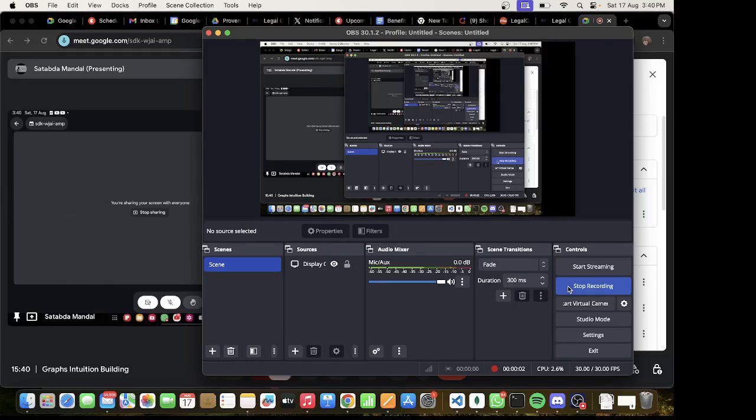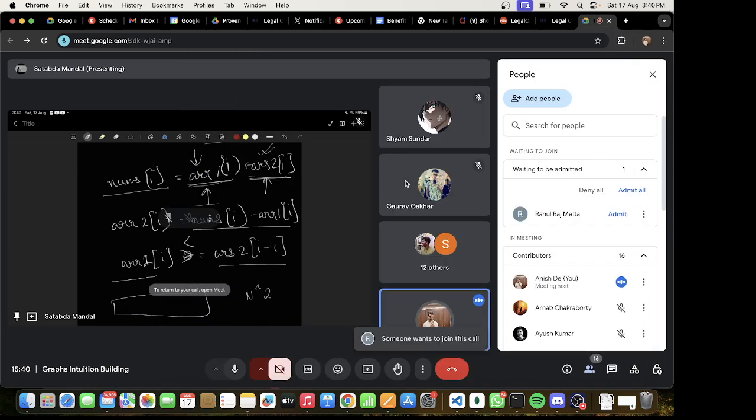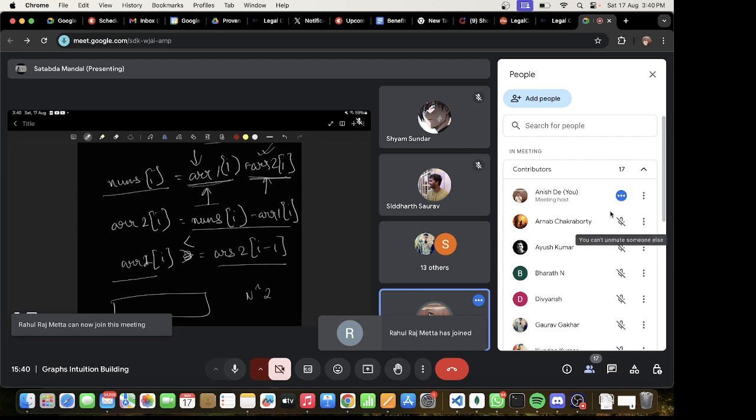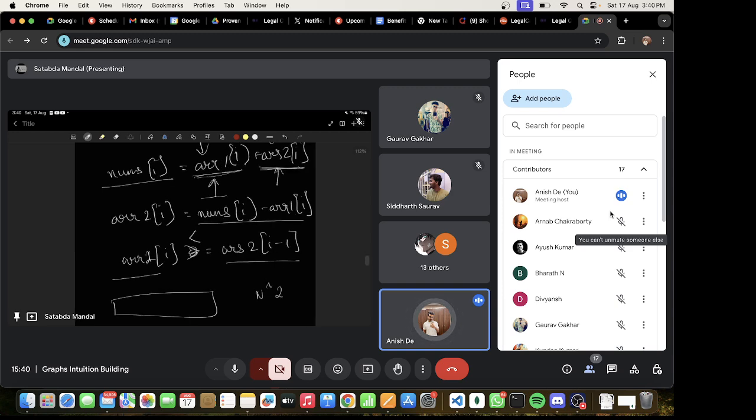Okay, so today we are going to discuss how we generally build intuition in graph problems, first of all. And what are the subtopics of graphs that are very important if you are preparing for graph rounds or DSA rounds in general.